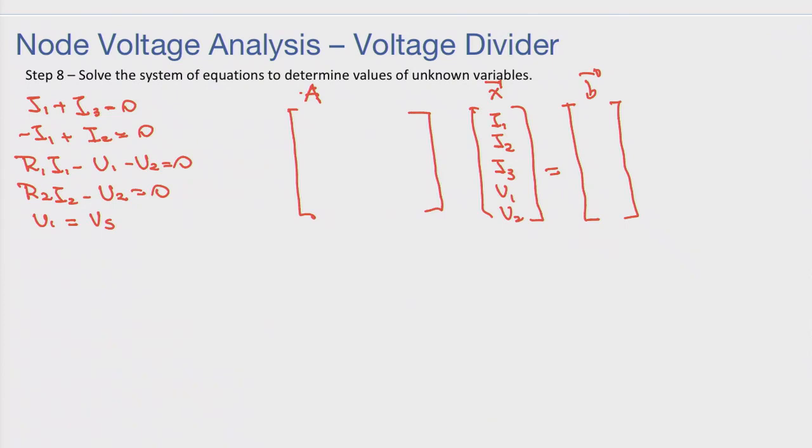First row: 1, 0, 1, 0, 0 equals 0. Okay, next row: -1, 1, 0, 0, 0 equals 0. Third row: R1, 0, 0, -1, 1 equals 0.